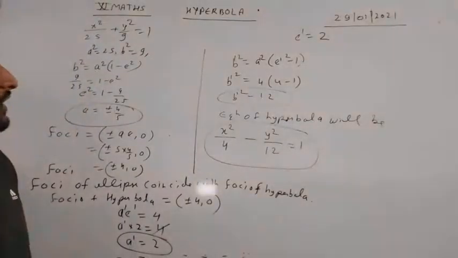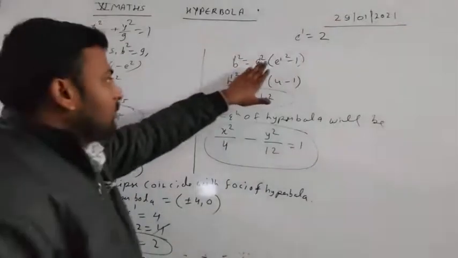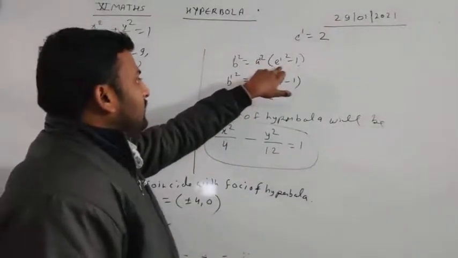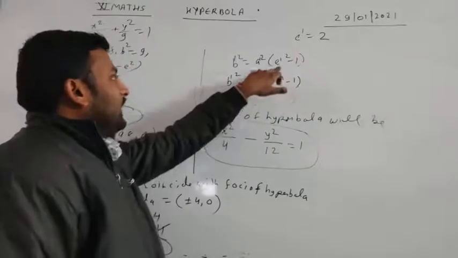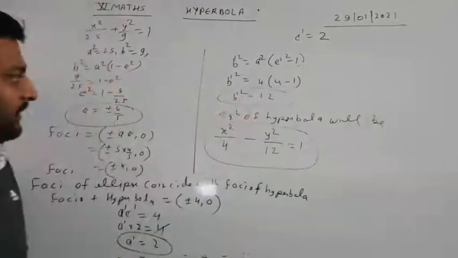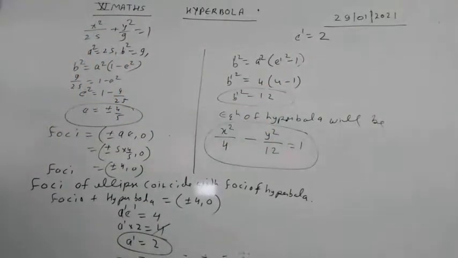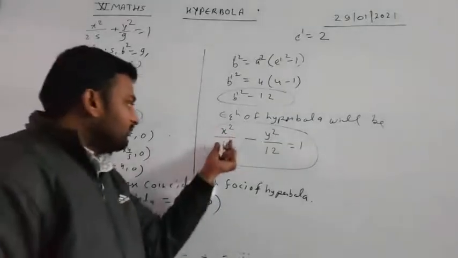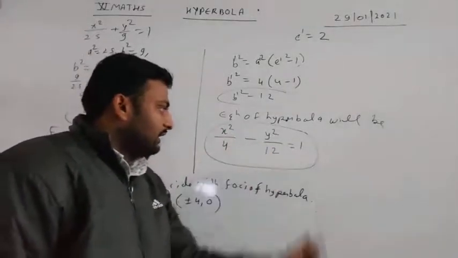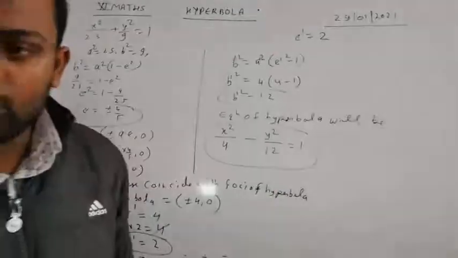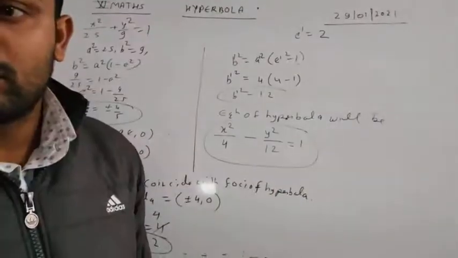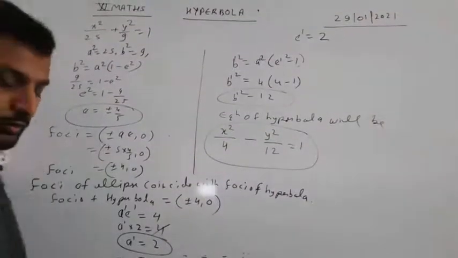Now student, our b dash square is equal to a dash square e dash square minus 1, where a dash square is 4 and a dash is 2. So we can get b dash square from here. Now our standard form of hyperbola will be x square by 4 minus y square by 12 is equal to 1. I hope you understand, students.